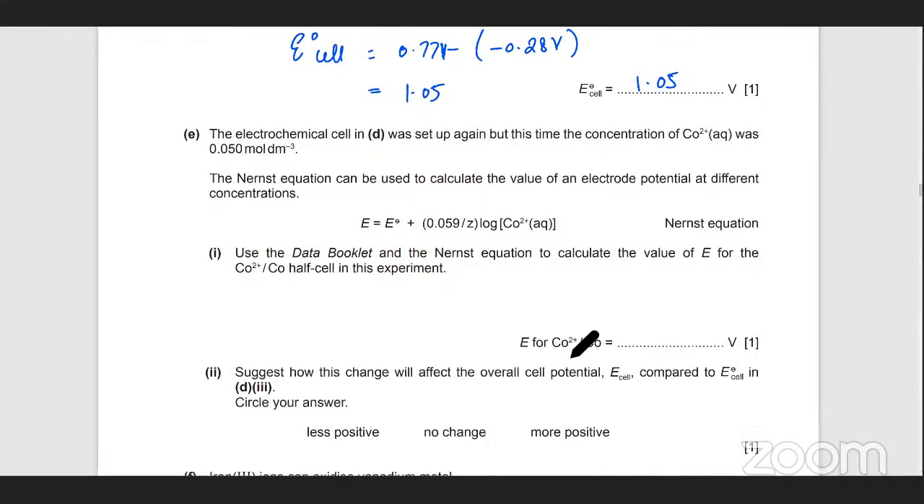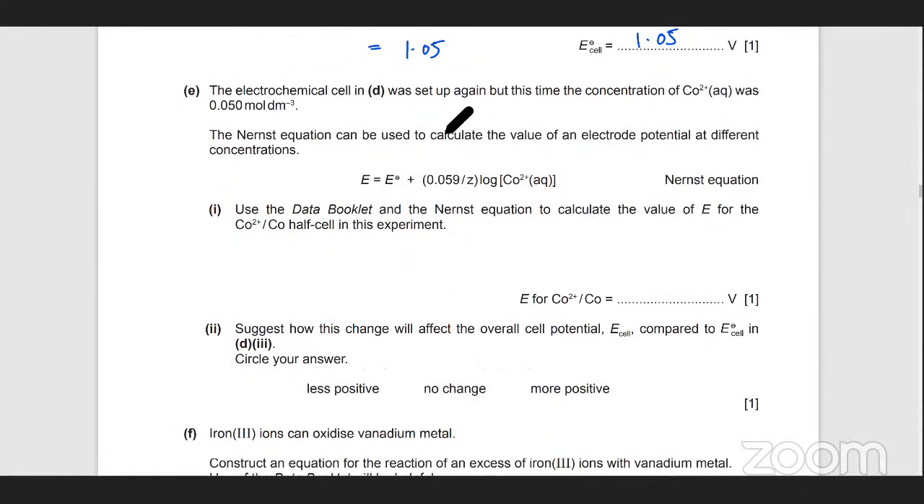Now, next one is the electrochemical cell in B was set up again, but this time the concentration of cobalt 2+ was 0.05 mole per dm cube. Now he's changing the concentration. Now this is not standard conditions. Since it's not standard conditions, you calculate the new potential using the Nernst equation.